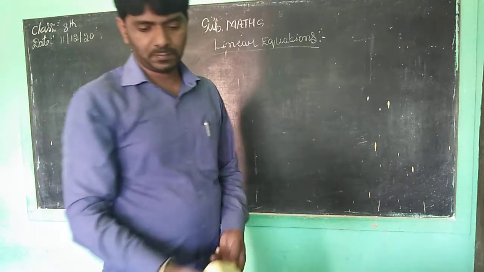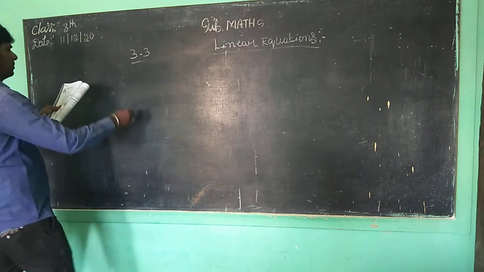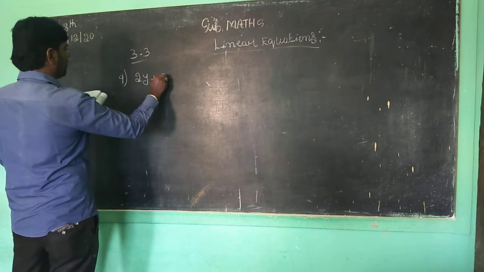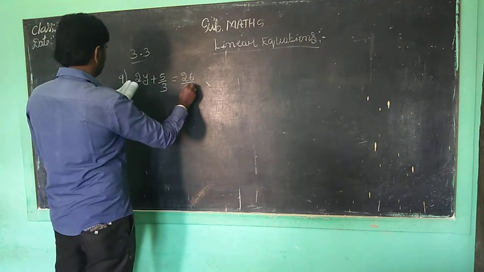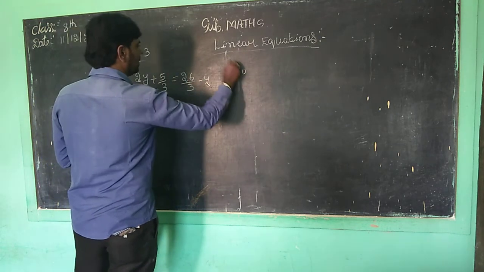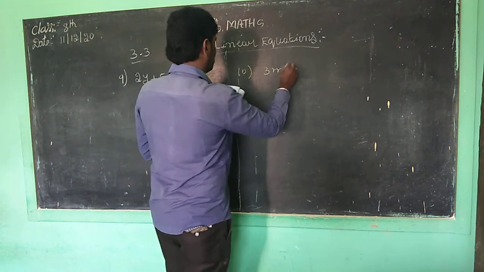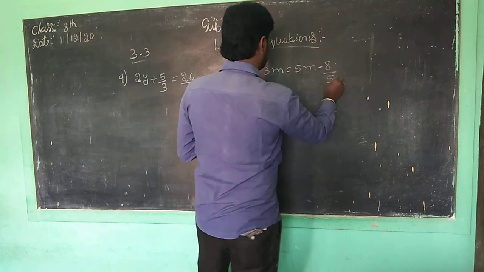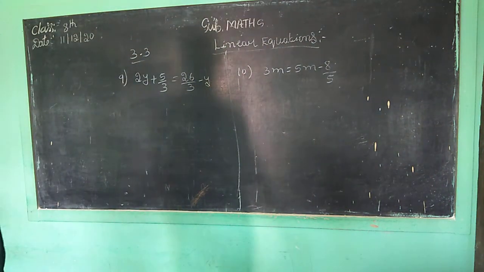What is the next question? Children, now we want to take 9. 2y plus 5 by 3 is equal to 26 by 3 minus 5, and the 10th one, 3m is equal to 5m minus 8 by 3. Children, very simple questions, these are all very simple questions. Don't confuse it. Okay, children.